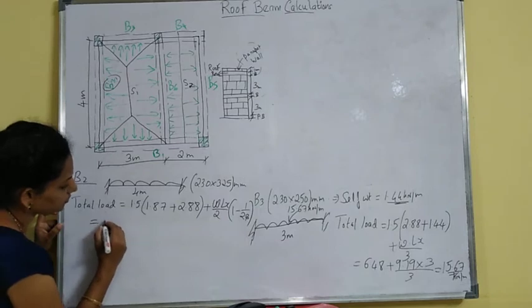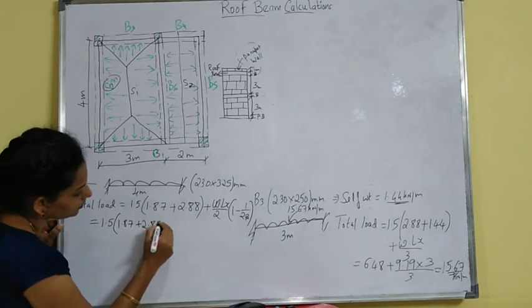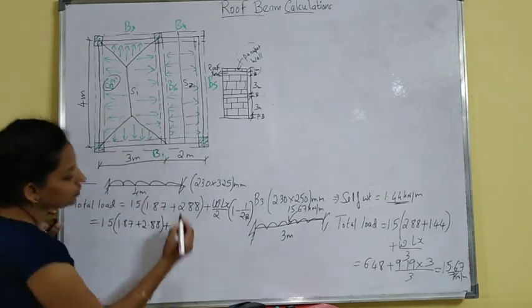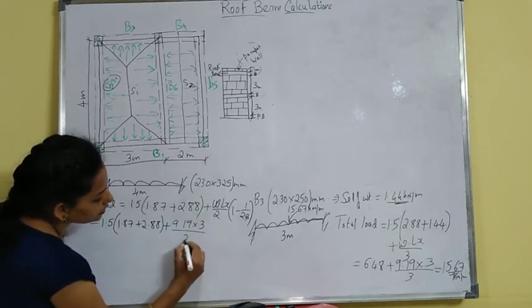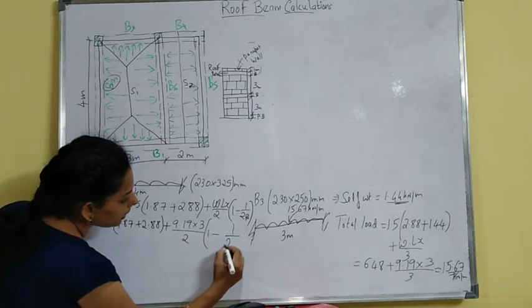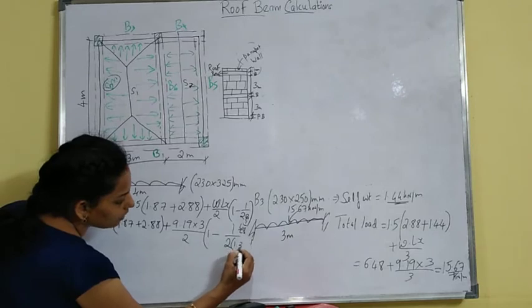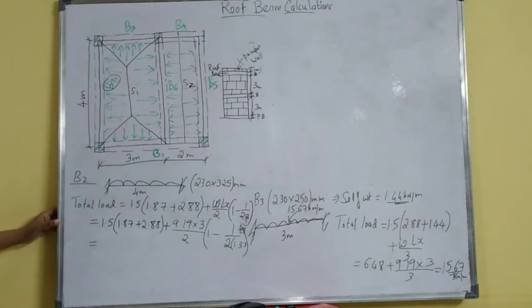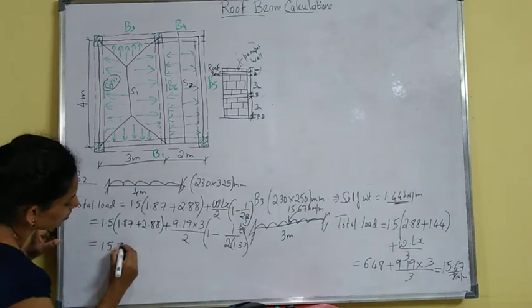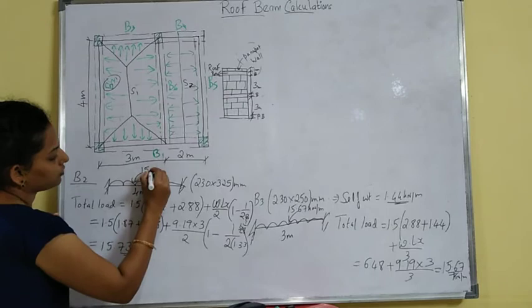So just substitute 1.5 into 1.87 plus 2.88 plus, here W is for S1, so it is 19.19 into Lx, which is 3, divided by 2, into 1 minus 1 by beta, where beta is Ly by Lx, that we found as 1.33. Calculate and get the value. So you have 15.73 kilonewton per meter.